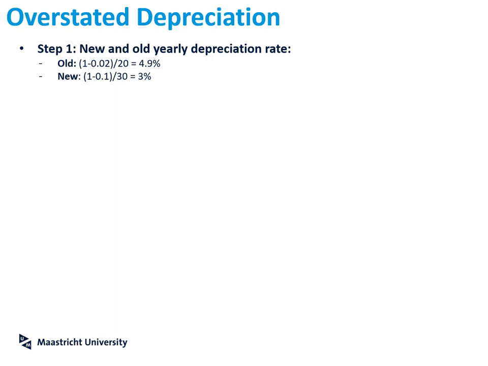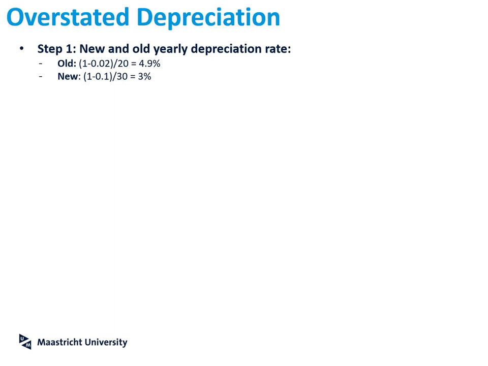They want to do so over 20 years, which means that every year the depreciation rate is going to be 4.9%. Now, if we look at what we want to do, we think that a 10% residual value is more realistic. So we want to recognize only 90% as depreciation expense over the useful life. And we don't want to do so over 20 years, but we want to do so over 30 years, which means that our depreciation rate on an annual basis should be only 3%.